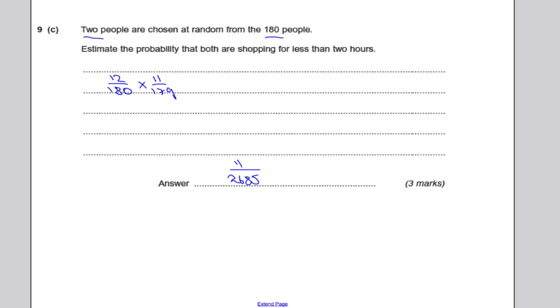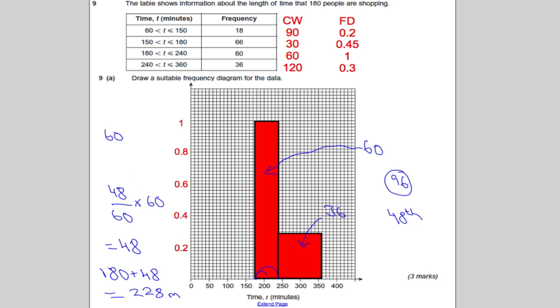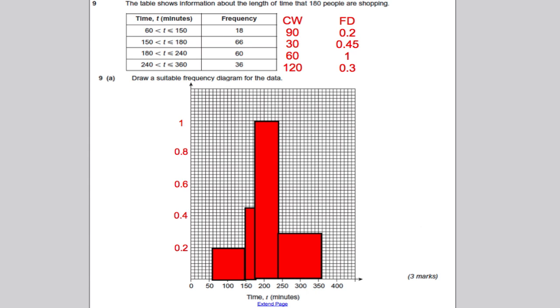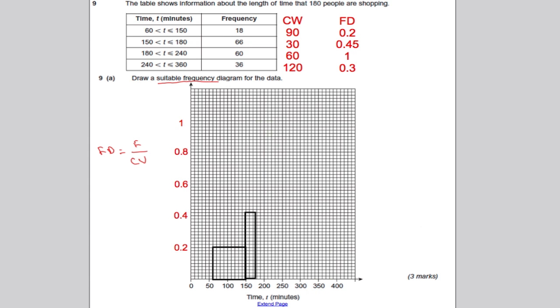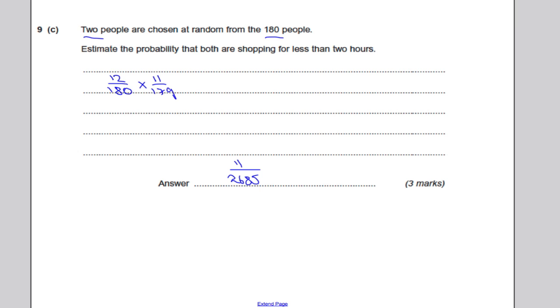Bear in mind, some of the questions I've answered here have different solutions in the mark scheme depending on which way you tackle the problem. I can say though, everything I've done here is in the mark scheme as worth full marks.